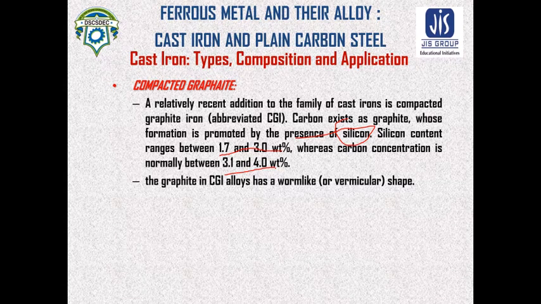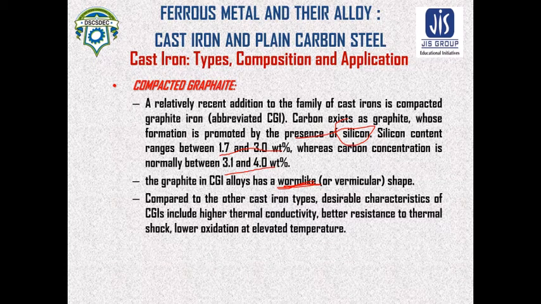Graphite in CGI, or compacted graphite alloy, has a worm-like shape. It can be superior to other cast iron as it has higher thermal conductivity, better resistance to thermal shock, and lower oxidation at elevated temperature. These are the properties for which compacted graphite iron is superior to other cast iron parts.